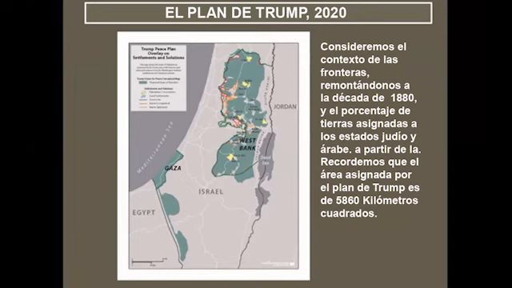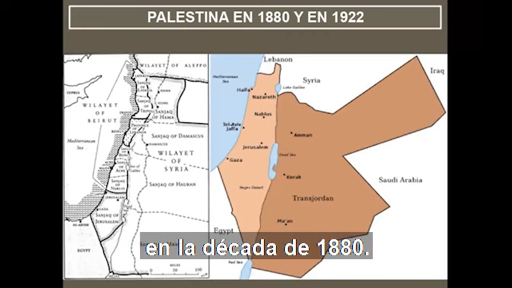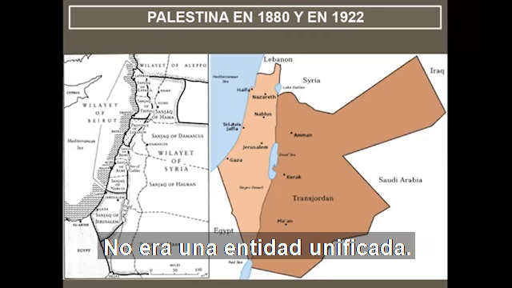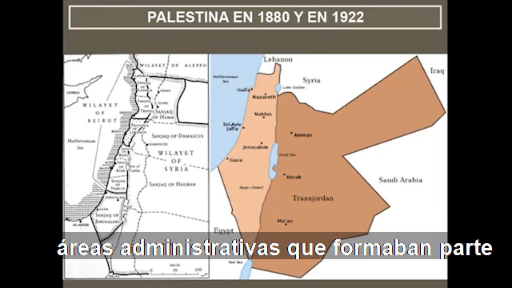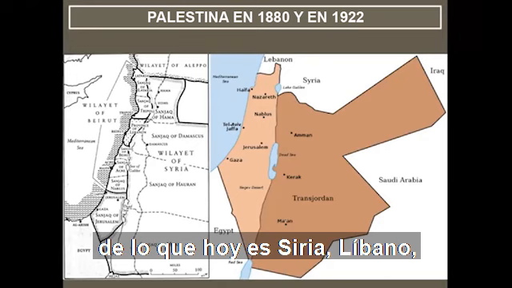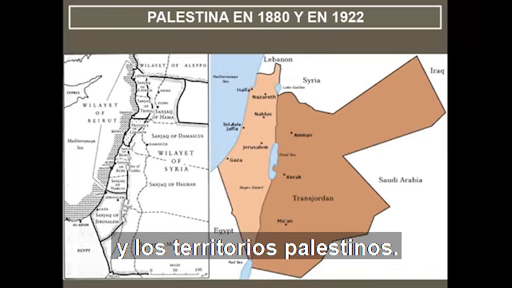Let's look at the context of the boundaries going back to the 1880s. We'll do this really quickly, along with the percentages of land that were to be allocated to Jewish and Arab states along the way. The area of the Trump plan, 5,860 square kilometers. Let's remember that number. The map on the left is what Palestine looked like in the 1880s. It was not a unified entity. It wasn't one state. It was made up of several different administrative areas that comprised portions of what is today present-day Syria, Lebanon, Transjordan or Jordan, and the area that is present-day Israel and the Palestinian areas.